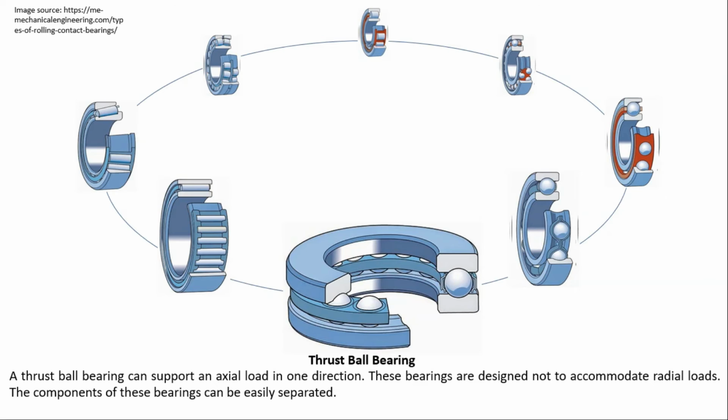Next is the thrust bearing. Thrust bearings are designed to take only axial loads. You can see the difference between the constructions.